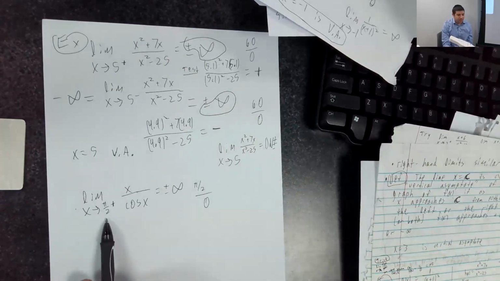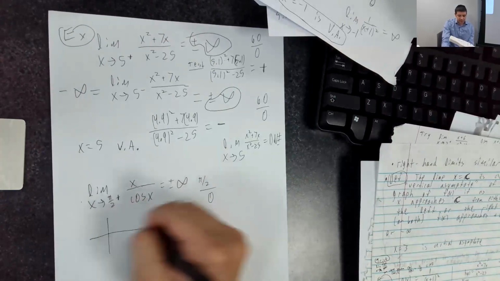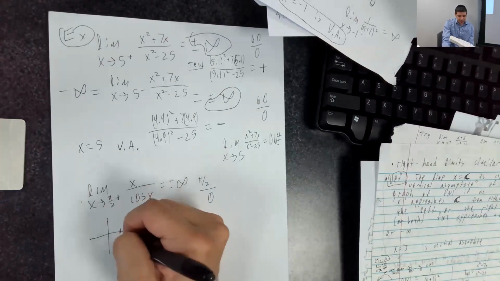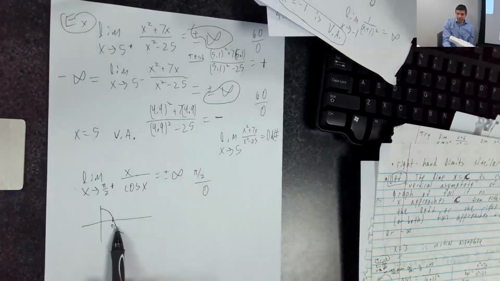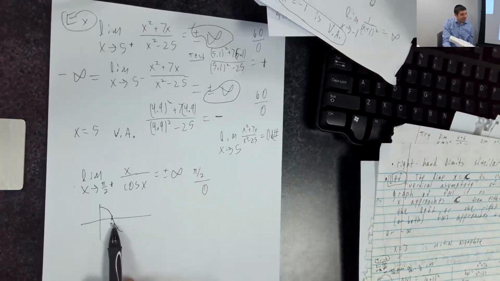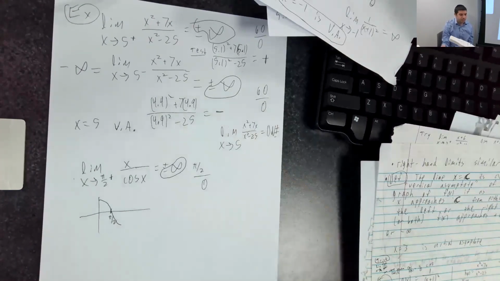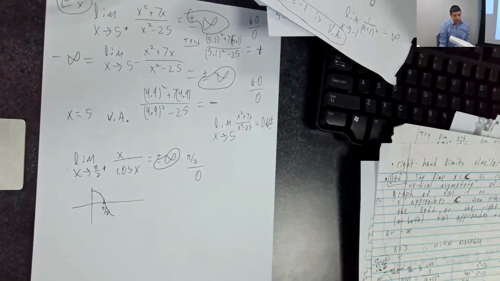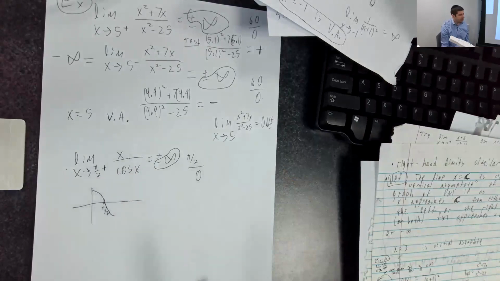Again, how will you decide? Plug in something a little bit bigger than pi halves. You could even do it graphically. Something a little bit bigger than pi halves, cosine is negative. Then this whole thing will be negative. It'll be negative infinity. If you didn't see that graphically, you could have done it with your calculator, plugging in something a little bit bigger than pi halves.